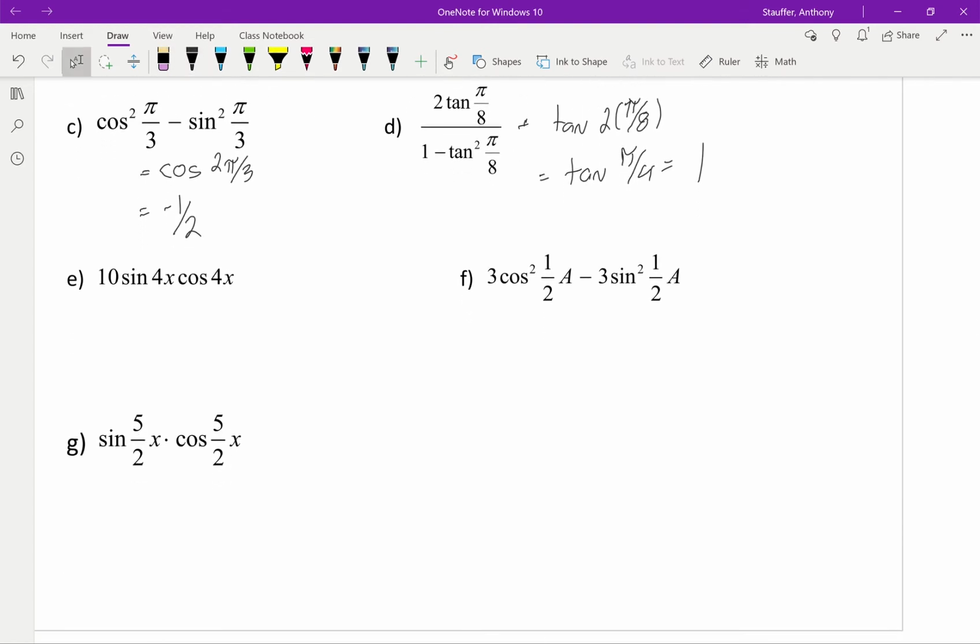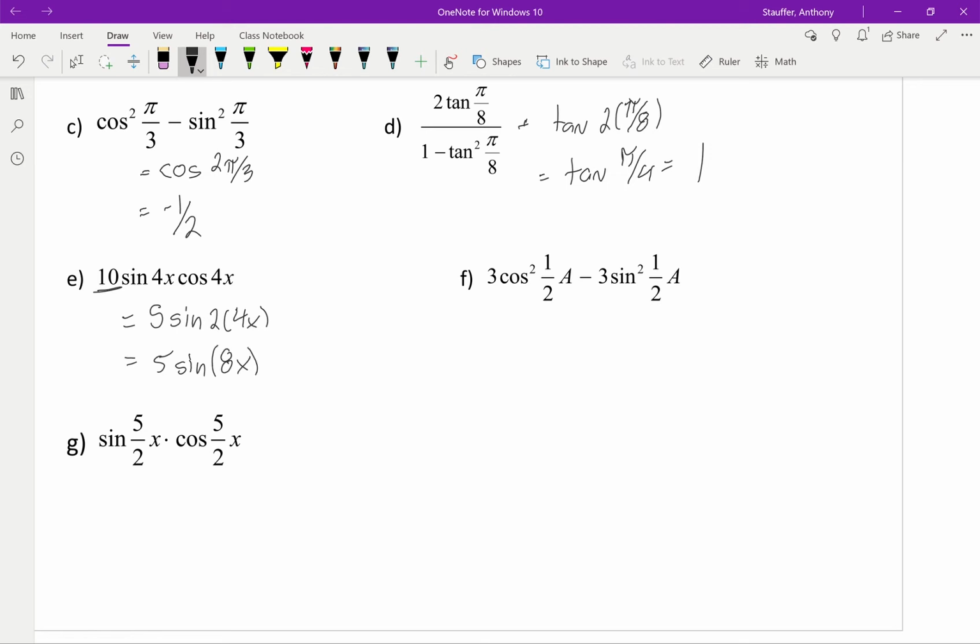This next one's a little bit trickier just because we have that 10 in front. So because you have that 10 in front, you just have to remember that it's going to get divided by 2. So this would equal 5 sine and then 2 multiplied by 4x, which would give me 5 sine 8x.